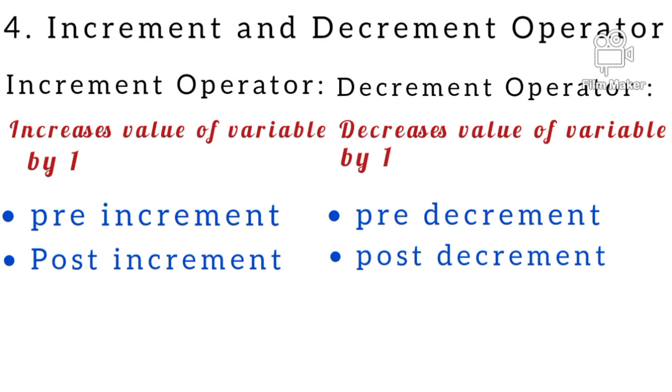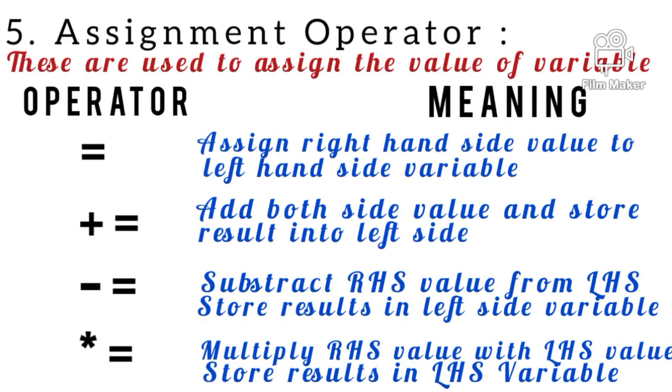Second one is the decrement operator. It decreases value of variable by 1. It is also divided into two types, pre-decrement and post-decrement. So firstly, let's understand pre-decrement. When we use this operator, value of variable first decreases by 1 and then is used inside the expression, and in post-decrement operator, firstly we use value of variable inside the expression and then we decrease it by 1.